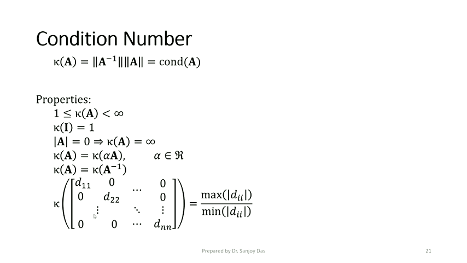Why? Because take A inverse, put it here. What's the inverse of A inverse? That's A. And this is A inverse. So the condition number is the same.